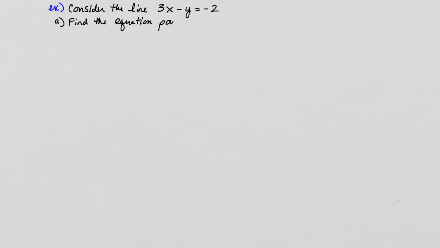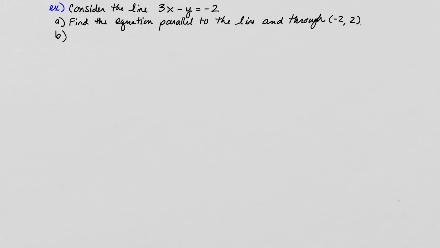So we'll do another one. In this one, I might as well change back to black here. So consider the line 3x minus y equals negative 2. And part A, we'll find the equation parallel to the line and through negative 2, 2.